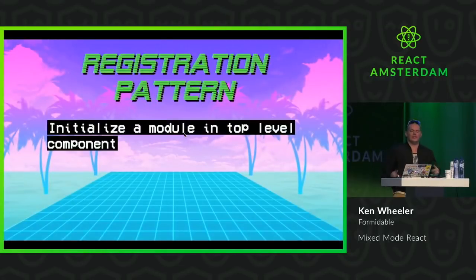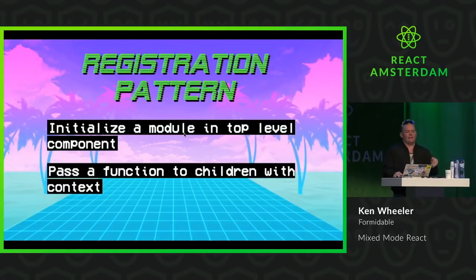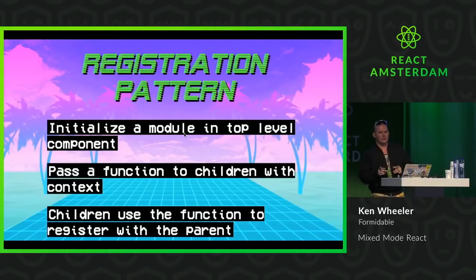So you initialize a module in your top level component, right? You pass a function through context to the relevant children. It's not going to go to every child, just any child that's wrapped in the consumer would get it, right? And then the children use it to register with the parent, right? So if you have a module in a top level and then you have a child like 3 levels down, when that mounts, it already has a function from the parent passed by reference to it, and then it can call it, and it's like, here, I'm here. And then the parent can then build with it knowing that it's present.